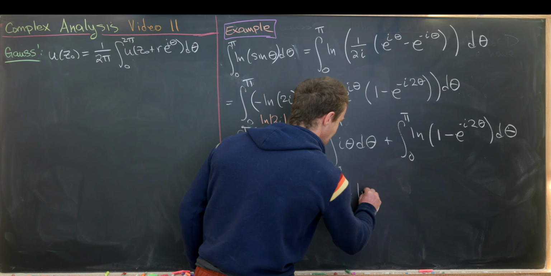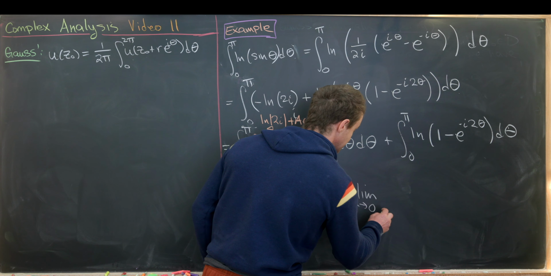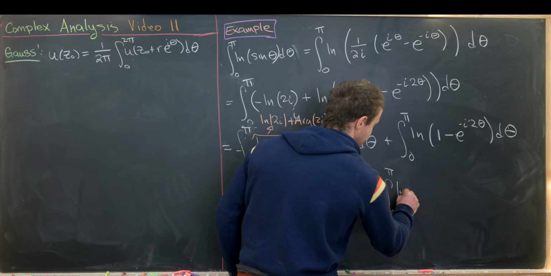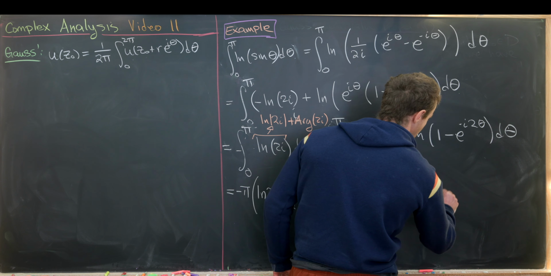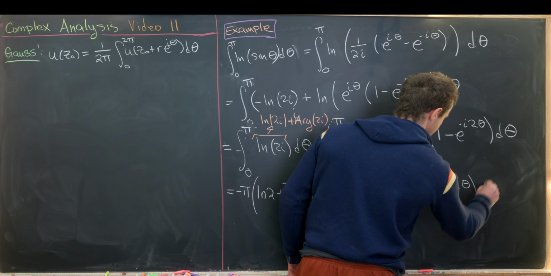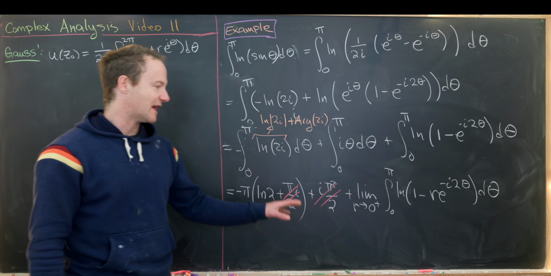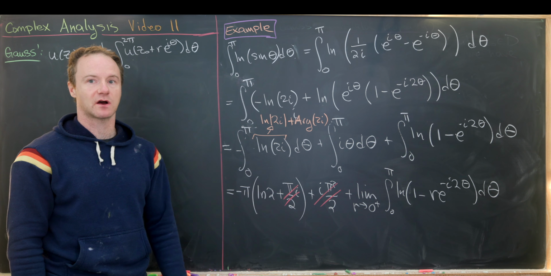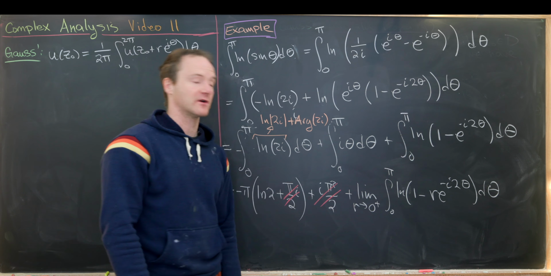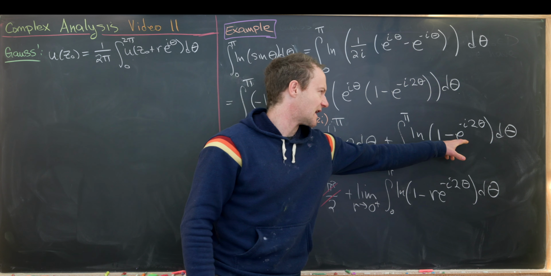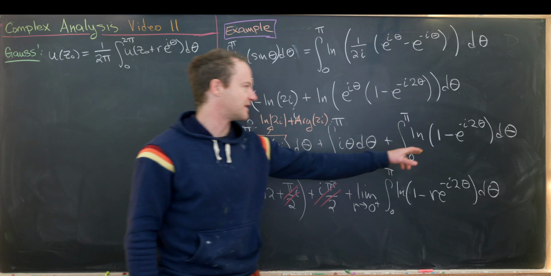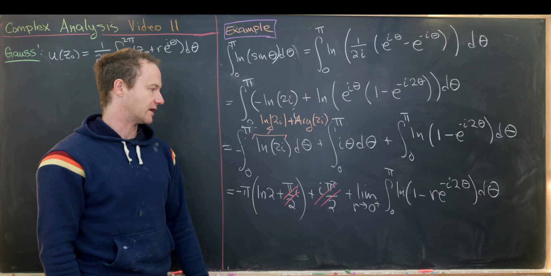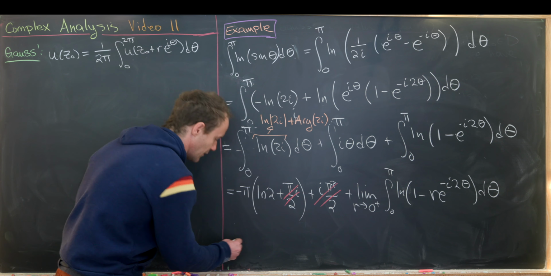So I'm going to add a limit as r goes to 0 from above to this, and then the integral from 0 to pi of the natural log of 1 minus r times e to the minus i 2 theta d theta. And that's just to keep that in the region where our logarithm function is harmonic, and that will be away from 0. Because notice that this guy right here is a circle of radius 1, but that's going to go in towards 0. And natural log is not analytic there, so we're not good to go. Now we can start simplifying.